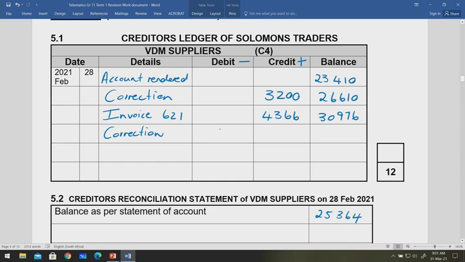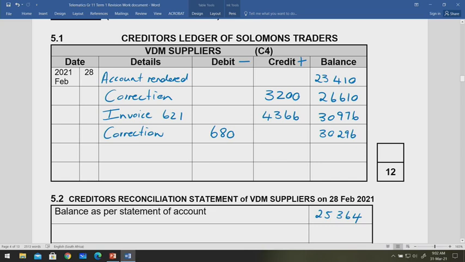So we must decrease it with twice the amount. If we debit it with only the 340, then we only cancel the wrong one. But we must cancel the wrong one plus make an entry for the new one. 3976 minus 680 will give us the new balance of 3296.